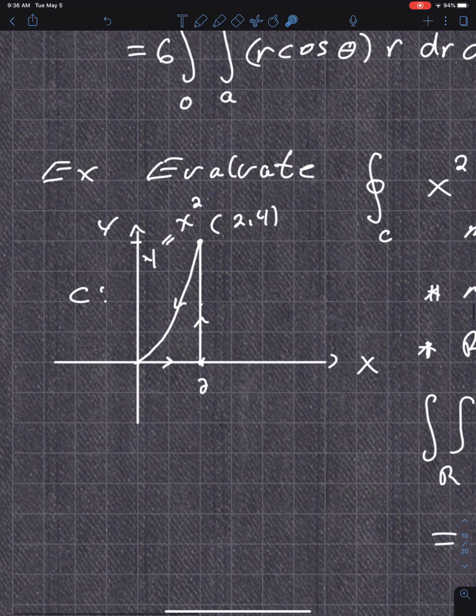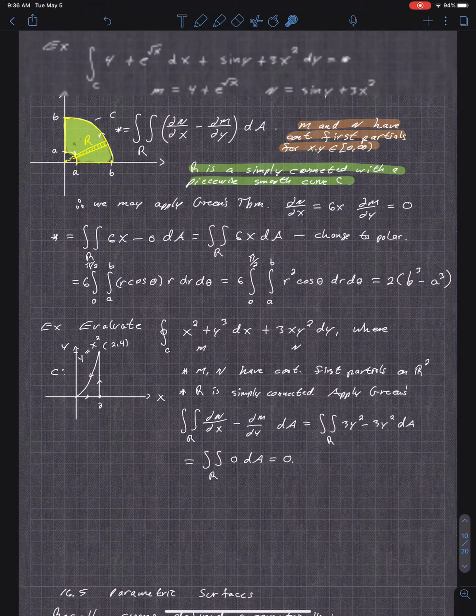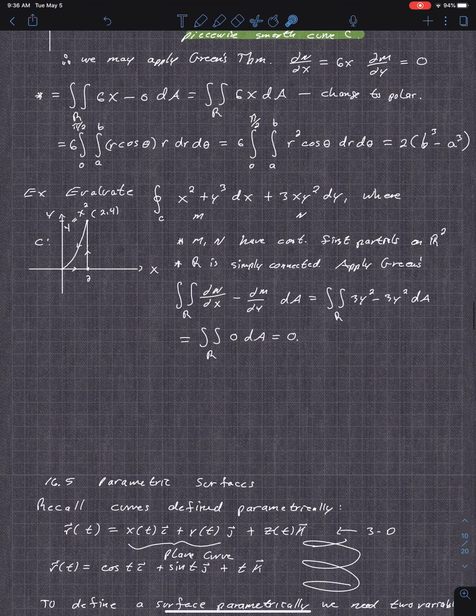Let me zoom in on that. So here, this is given. So here's your curve like this, in that direction. So the region would be everything inside. So this is a simple closed curve. It's simply connected. That's the term they use.